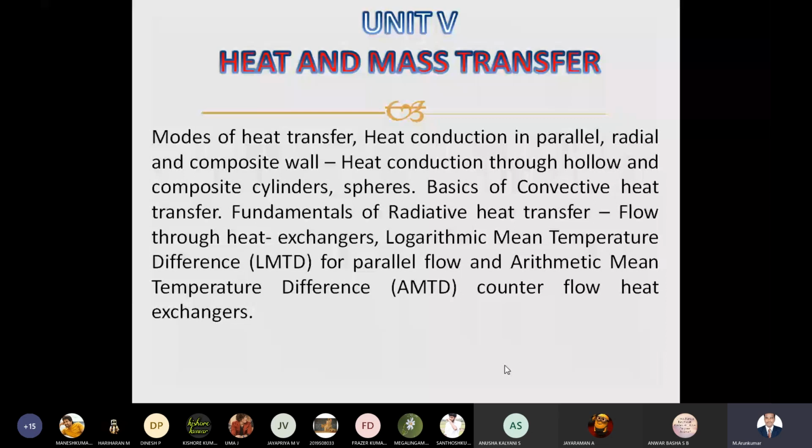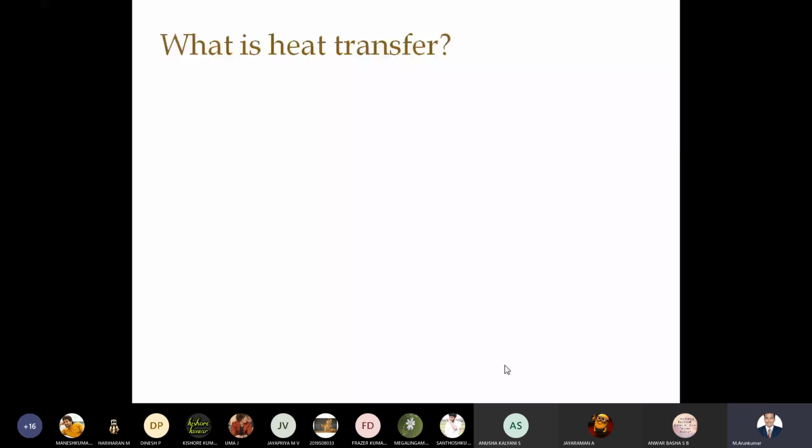So first we have to know the modes of heat transfer. What is heat transfer first? Then what is mass transfer? Then the different modes of heat transfer. Then what is a heat exchanger? Then the types of heat exchangers. Then the temperature differences in the heat exchangers. Then first we can enter into the chapter.